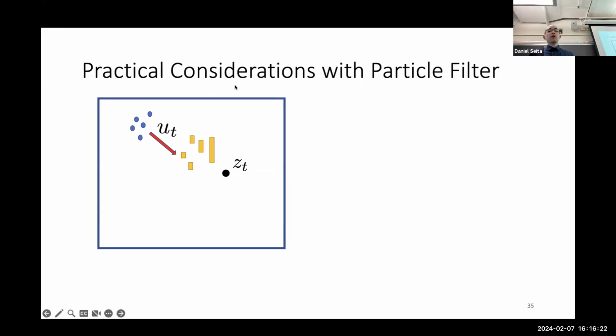All right, so what are some practical considerations with the particle filter? So after one iteration, we have gone from this set of particles here, we have considered the action and the observation, and then now these are the updated weights. And what might happen is because we are sampling with replacement, we are going from a set of M particles to a set of M particles. So in here, it's going from 5 particles to 5 particles.